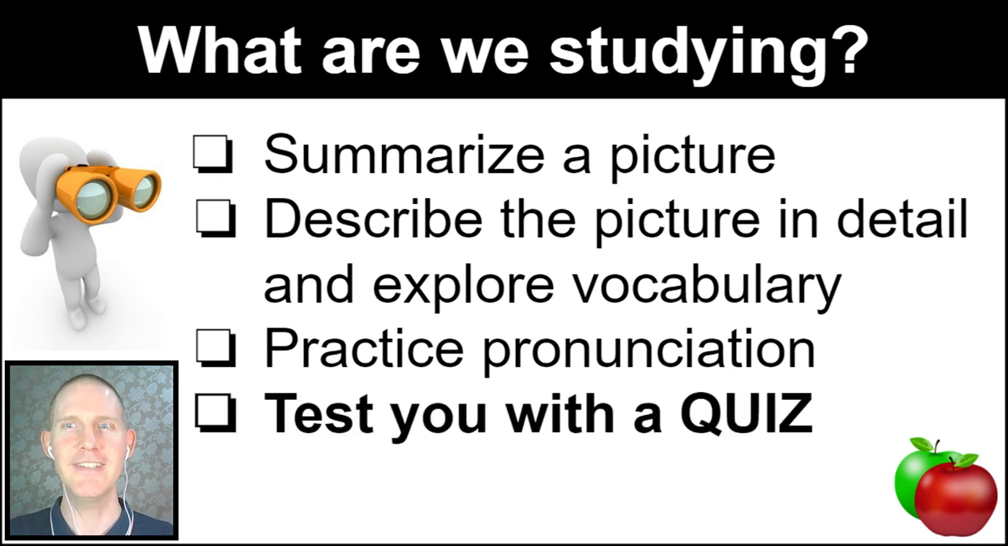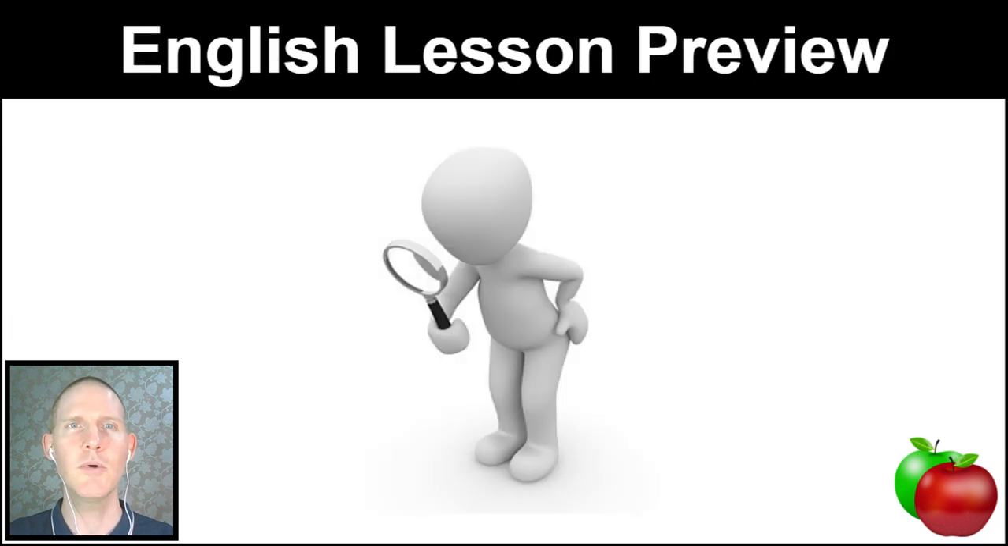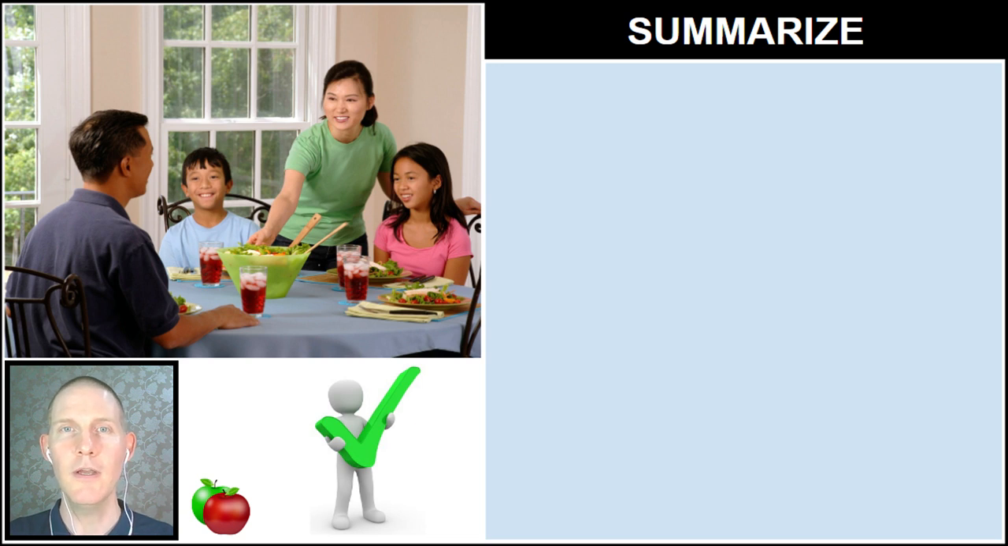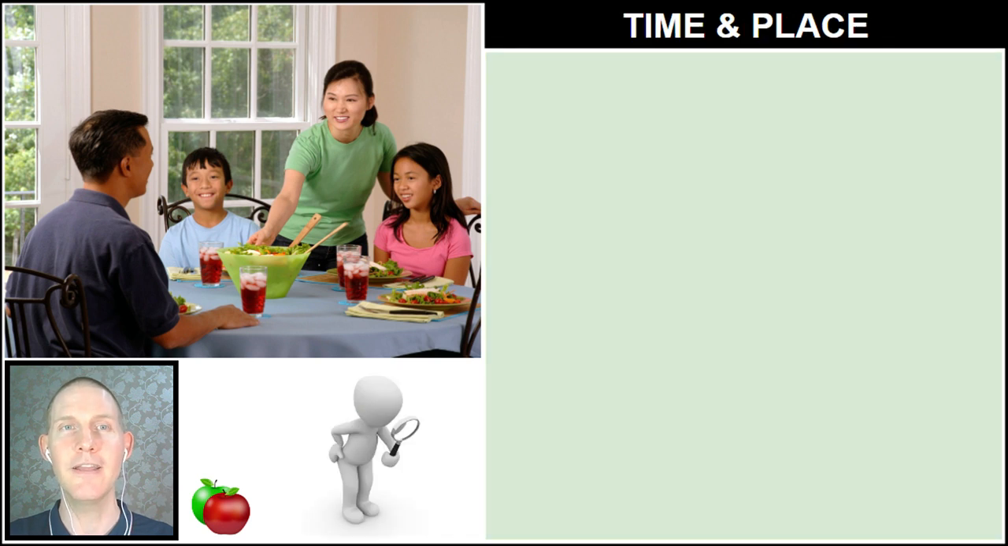And of course, we're going to test you with a quiz, right? I think today we have a quiz with 6 different questions. So let's take a quick lesson preview. First, we're going to summarize the picture. I will type on the screen and show you a brief summary of what's happening in this picture. Then we're going to do things in detail. First, we're going to talk about the time and place. And we're going to add a lot more detail to make sure you really understand what's going on and are able to explain what's going on in a situation like this.